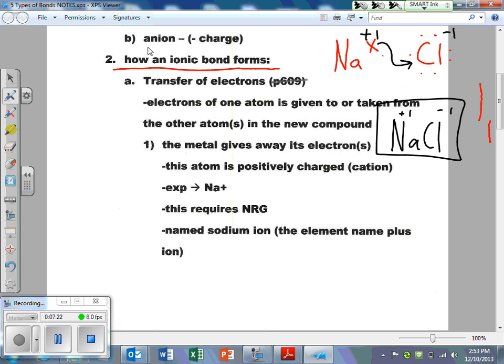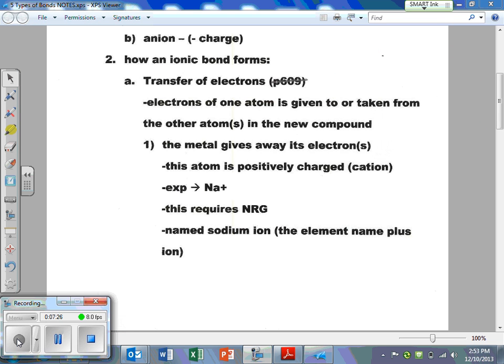Do you basically understand this idea though? Yeah. Okay. So just to refresh what we said, the metal is going to be the one giving away the electrons. And so the metal is going to be the atom that's called the cation. For example, sodium plus is a positive ion, or cation.